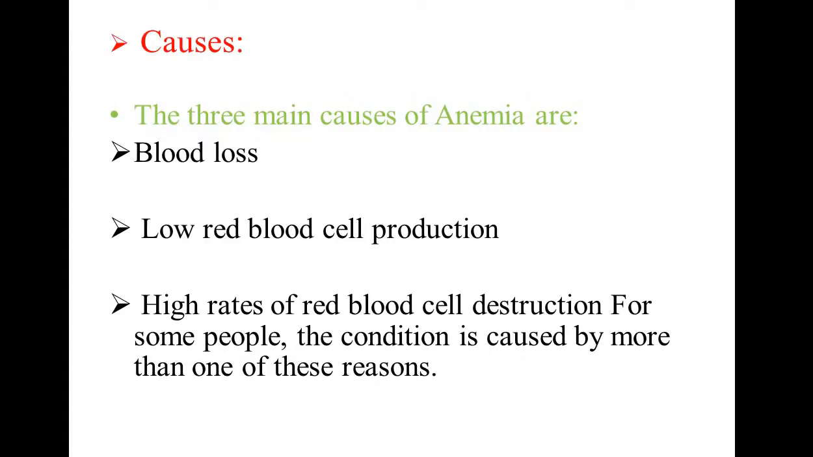The three main causes of anemia are: first, blood loss; second, low RBC, that is red blood cell, production; third, high rates of red blood cell destruction. For some people, the condition is caused by more than one of these reasons.